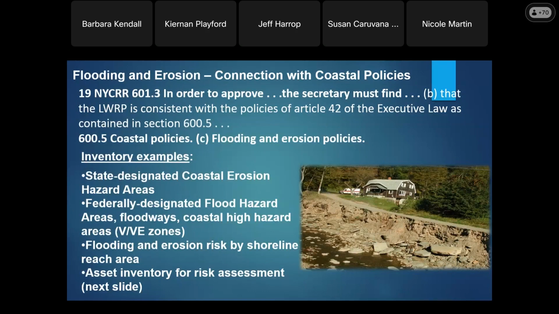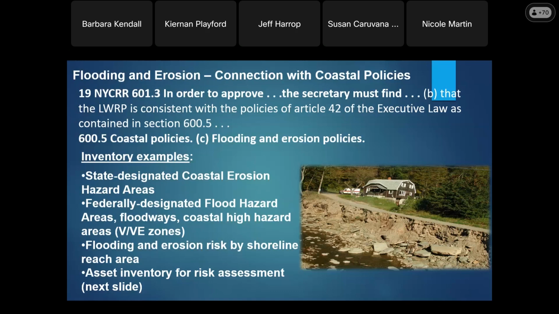Investigation of flooding and erosion for the LWRP is very important for communities where flooding and erosion are identified issues or problems. Also, all communities where there are water bodies with associated floodplain management maps should examine the maps to determine if any portion of the waterfront area is within the flood zone. Due to potential climate change impacts, even waterfront communities that do not have identified flood risk today should assess flooding and erosion risk by shoreline reach area.